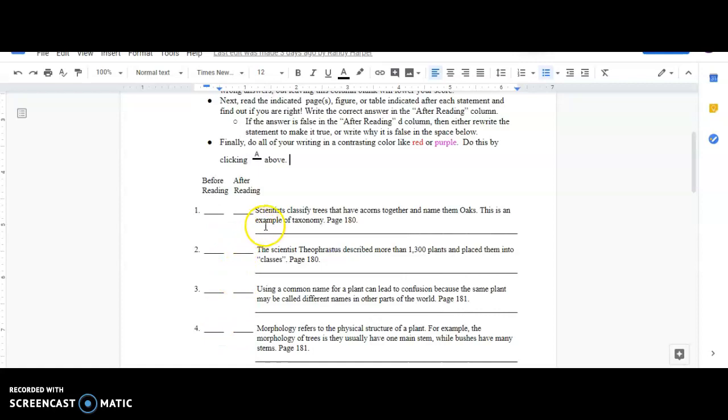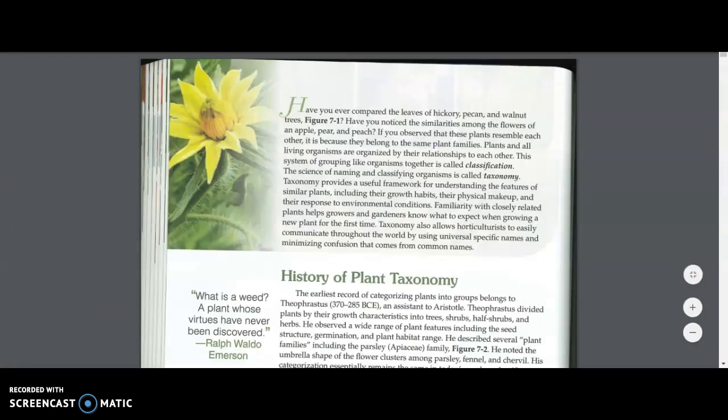So the first question says, scientists classify trees that have acorns together and name them oaks. This is an example of taxonomy. This is found on page 180. So have you ever compared the leaves of hickory, pecan, and walnut trees? Have you noticed the similarities among the flowers of an apple, pear, and peach? If you observe that these plants resemble each other, it is because they belong to the same plant families. Plants and all living organisms are organized by their relationships to each other. This system of grouping like organisms together is called classification.